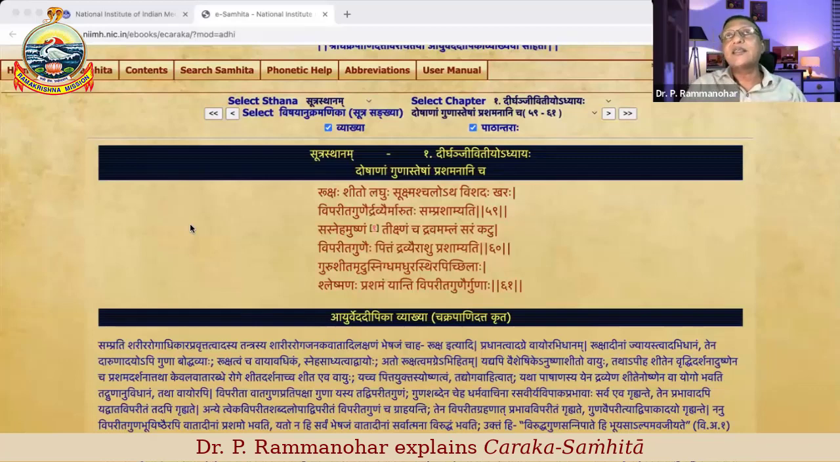Vikriti is the fluctuations of doshas irrespective of prakriti. It happens due to some external causes or conditions. So the same Vikriti can happen to anybody. So diabetes is a Vikriti, it is not a Prakriti.